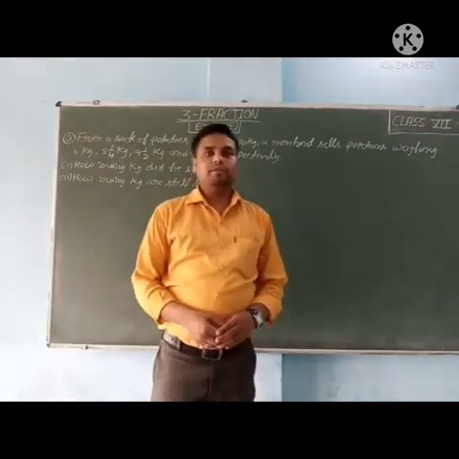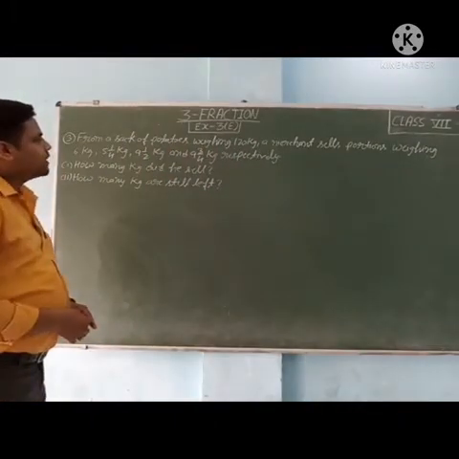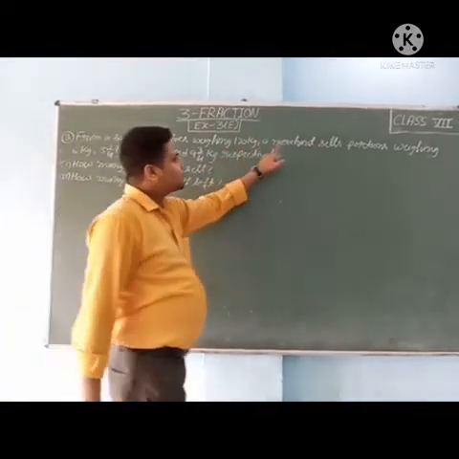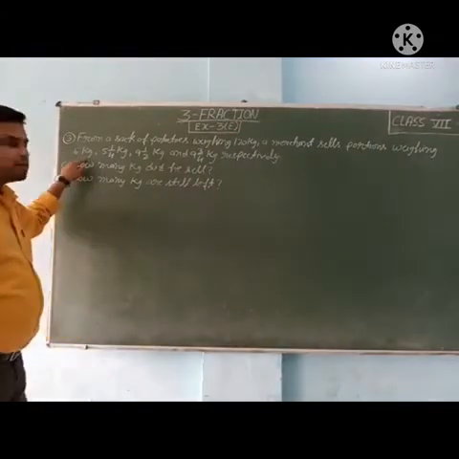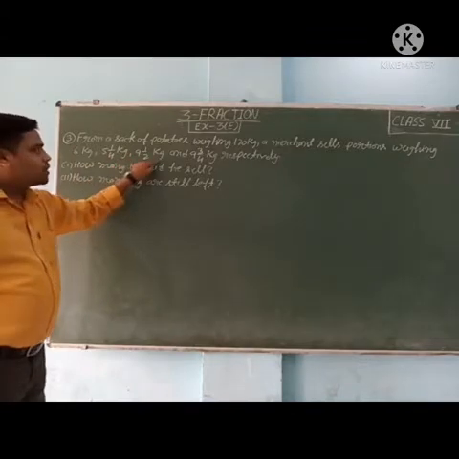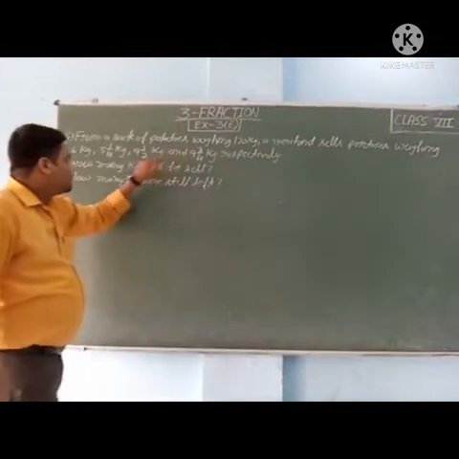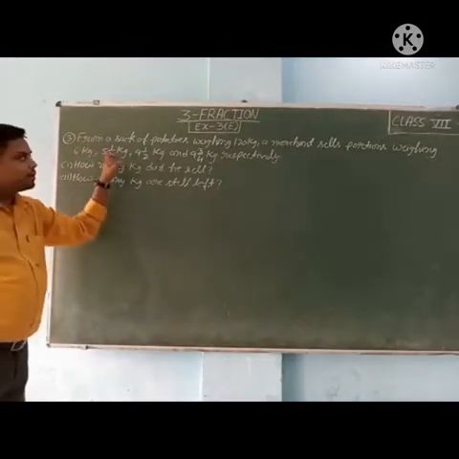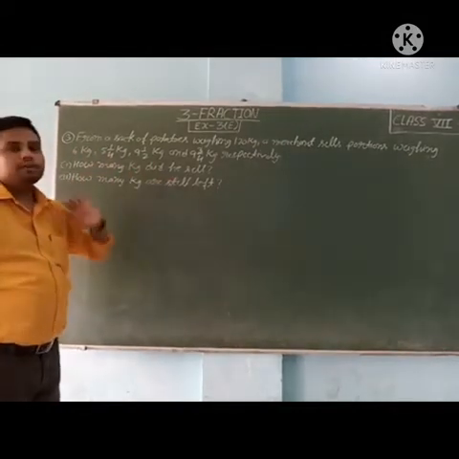Now students, see third sum. From a sack of potatoes weighing 120 kg, total weight is 120 kg, a merchant sells portions weighing 6 kg, 5 whole 1 upon 4 kg, 9 whole 1 upon 2 kg, and 9 whole 3 upon 4 kg respectively. These weights are sold by the merchant. So first part, how many kg did he sell?